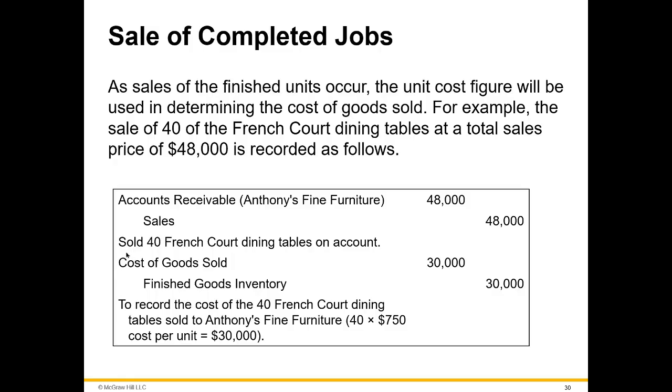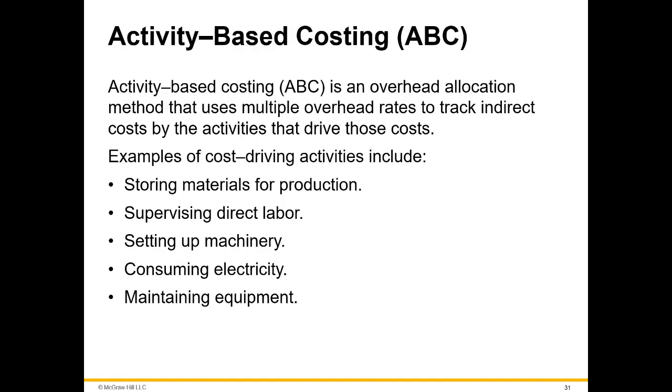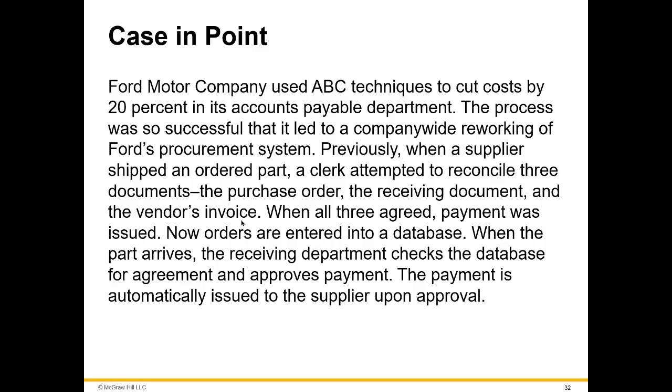But here, cost of goods sold and finished goods inventory are our costs that are transferred from finished goods to cost of goods sold. Now we're going to shift a little bit and talk about activity-based costing. And we're going to talk about all of the cost driving activities that might occur. This simply says instead of one overhead rate or even two, we may choose to have multiple overhead rates to allocate the cost of those activities to the usage of these resources. So let's see what this looks like.